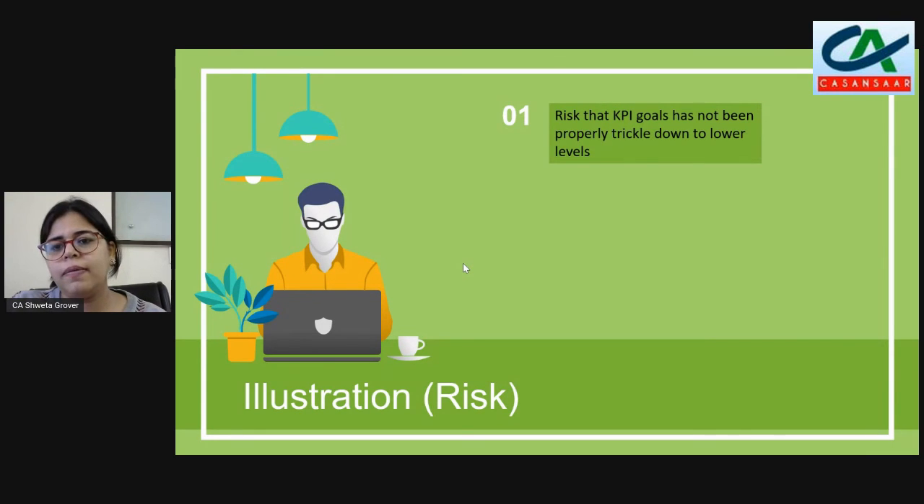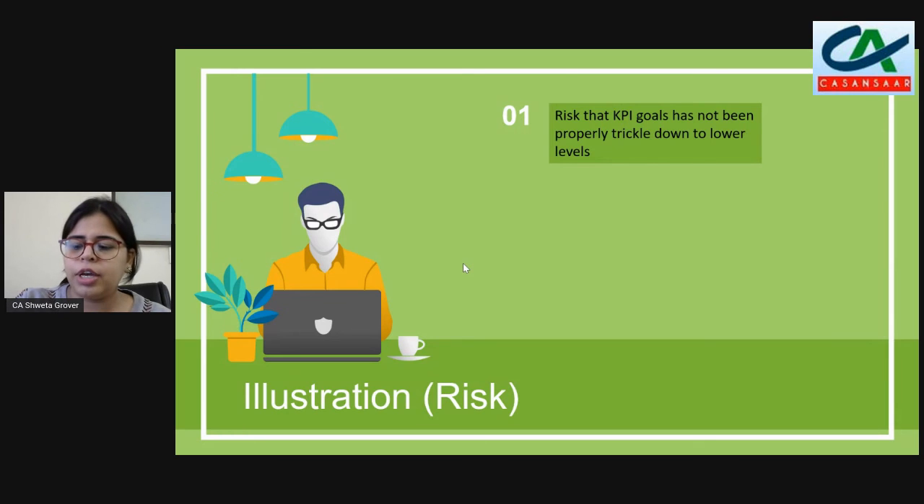So first we have mentioned that risk in the RACM. The language which we have captured in the RACM is this: risk that KPI goals has not been properly trickled down to lower levels. Now, as I said earlier, risk is the function of two aspects, that is probability and impact. Here the impact is missing.